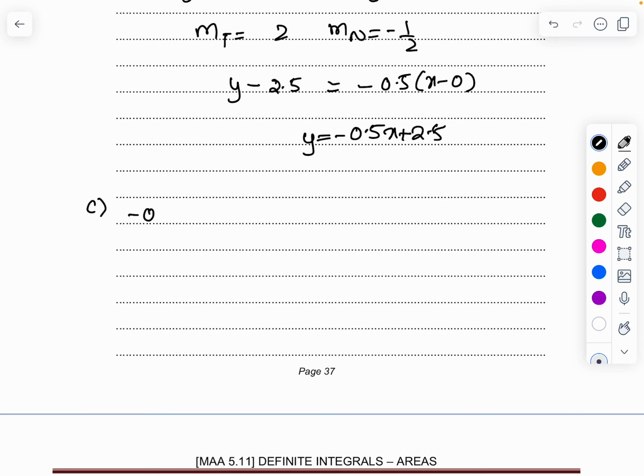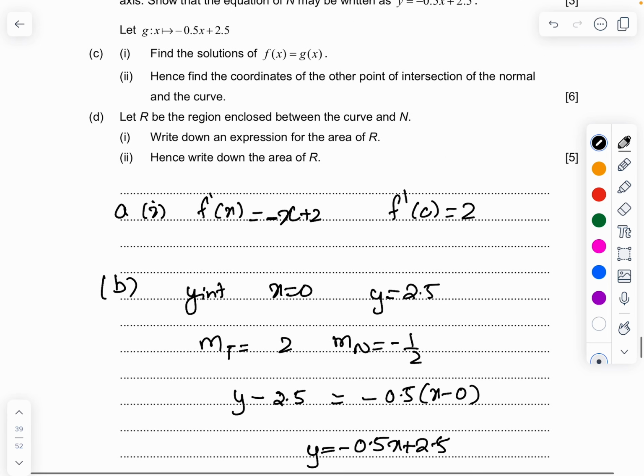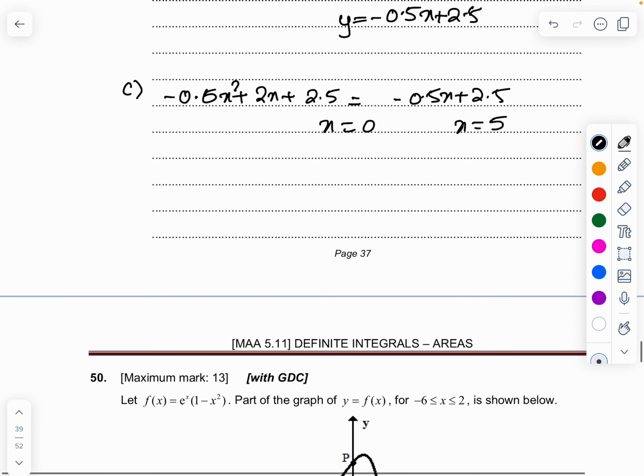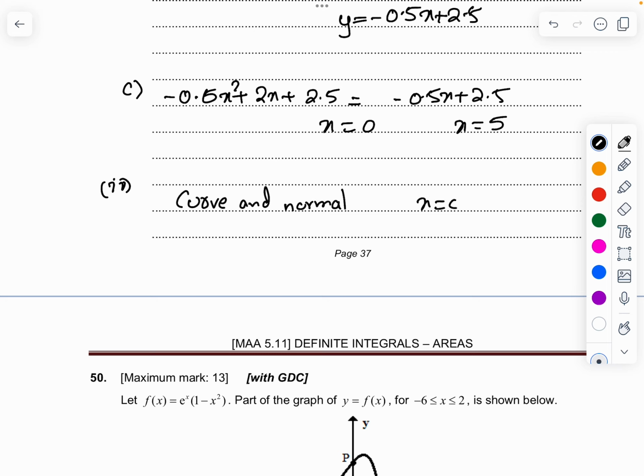So minus 0.5 x square plus 2x plus 2.5 equals to minus 0.5x plus 2.5. This gives me x equals to 0 or x equals to 5. Hence find the coordinates of the other points of intersection of the normal and the curve. So the curve and normal intersect at x equals to 0 or x equals to 5.